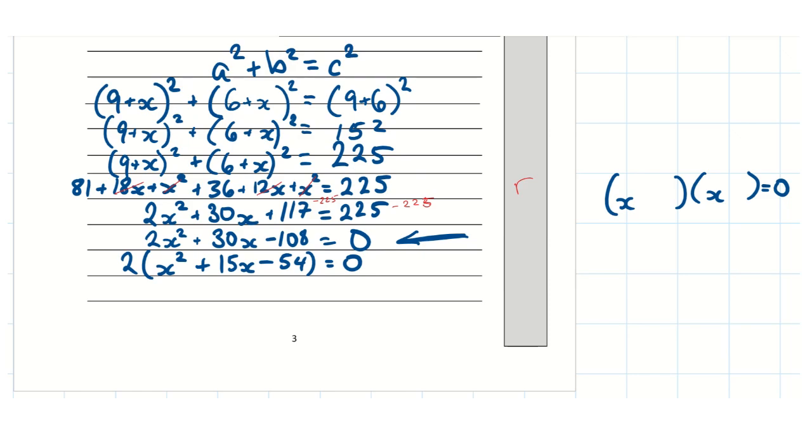So we're looking at our final steps here. I use the magic X method. I'll put a link to the wonderful woman who describes this so well. We want something that multiplies up to negative 54 and adds to 15. What multiplies up to negative 54 and adds to 15?